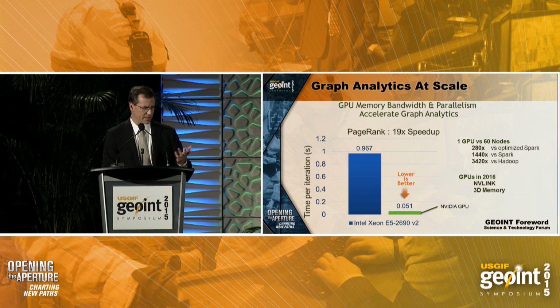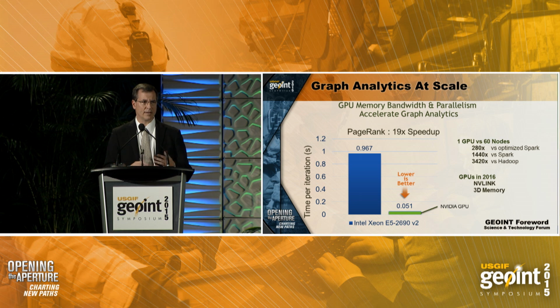This particular slide just shows some performance data comparing one GPU versus many nodes of optimized Spark architecture. And there's a couple of new technologies coming out in 2016 called NVLink and 3D memory, which I think will enable GPUs to become almost a de facto platform for doing large-scale data analytics, the way GPUs are seen enjoying that status in the area of deep learning today. So thanks a lot.